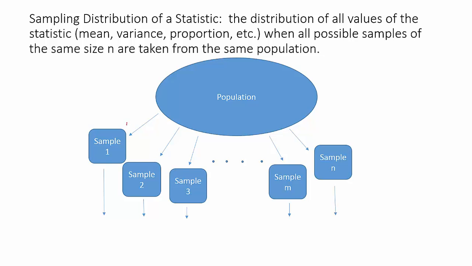So we pull from the population a sample of size 10. And then we pull from the population a new sample, size 10. And we repeat it, and we get a third sample, size 10. And according to the definition, we have to have all possible samples. So this dot, dot, dot means that we're going to continue doing this until we get all possible samples of size 10.